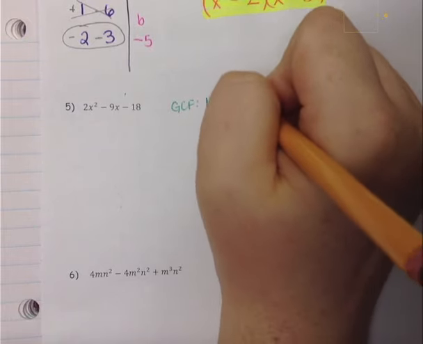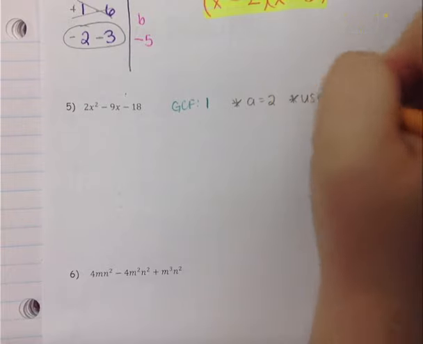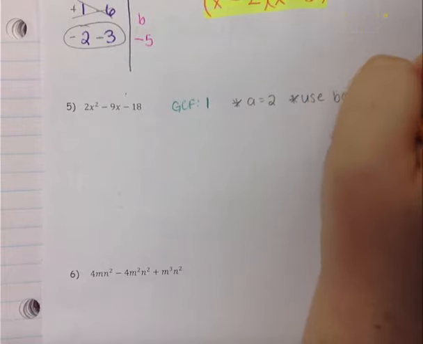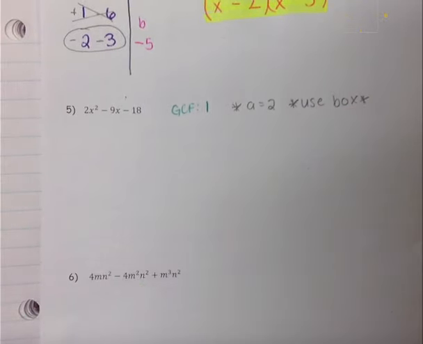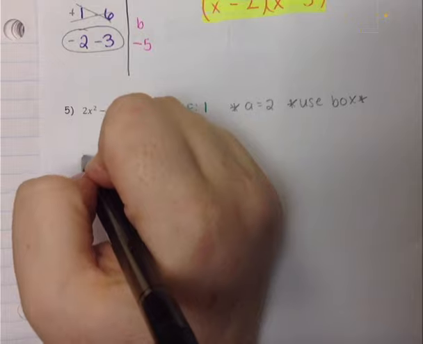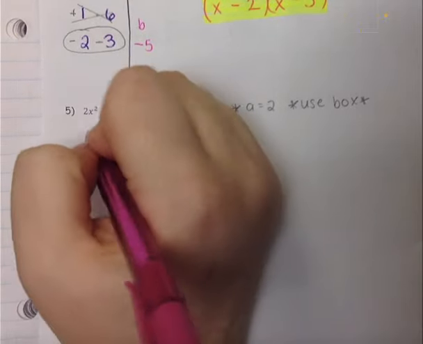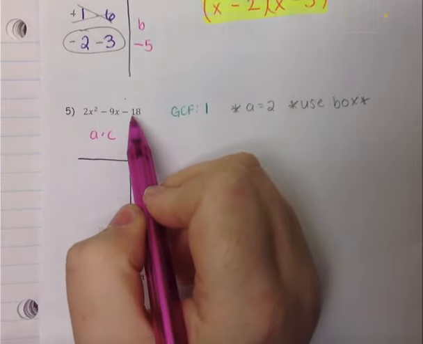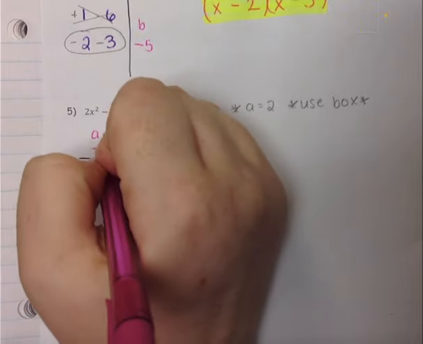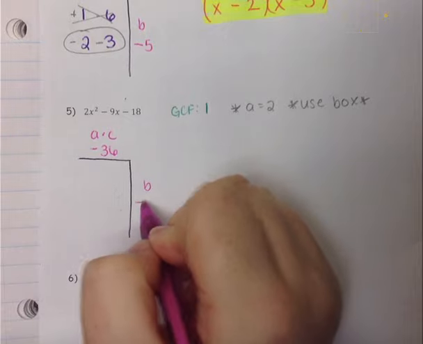We look at our a value. Since the a value is equal to 2, we must use the grouping box. It will not be as easy as this last one where we can just put our numbers in. We have to use the grouping box. So go into the half box. Our mac, so a times c. We have a 2 times a negative 18, which is going to be a negative 36. And then our ab, so we want that b term, which is negative 9.